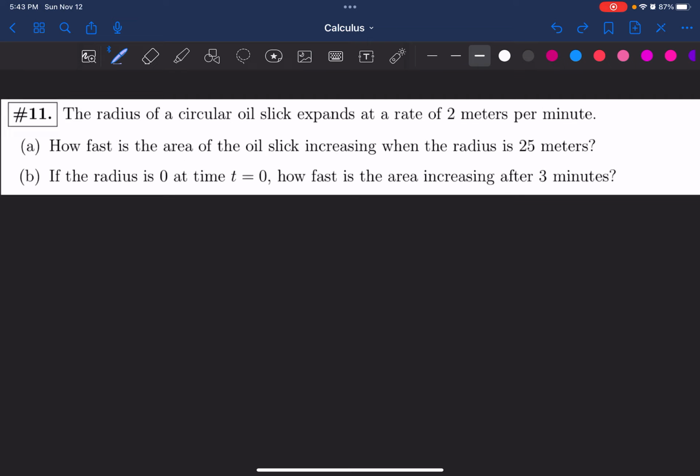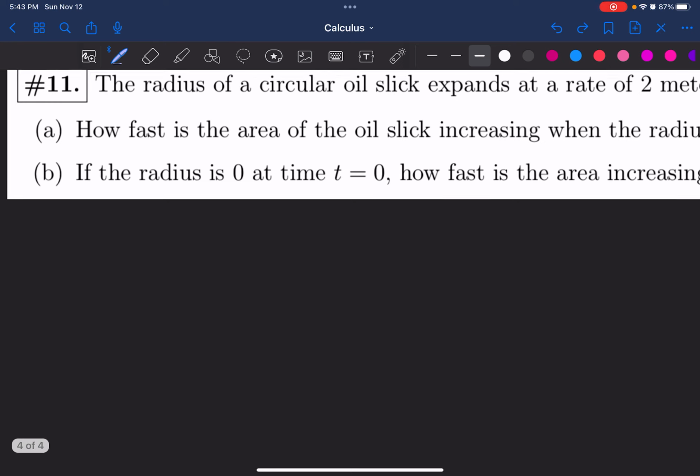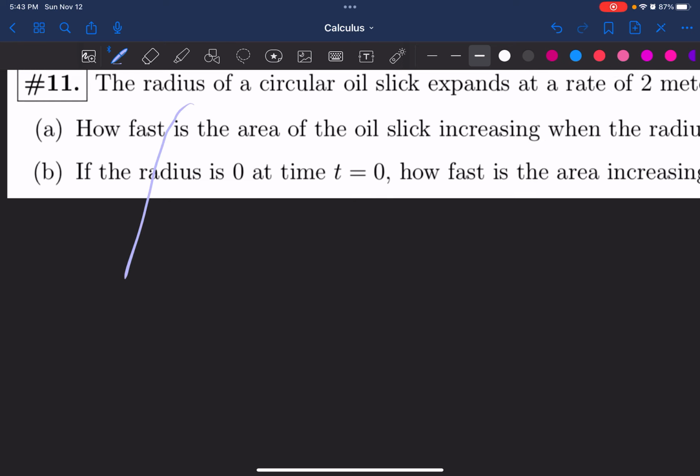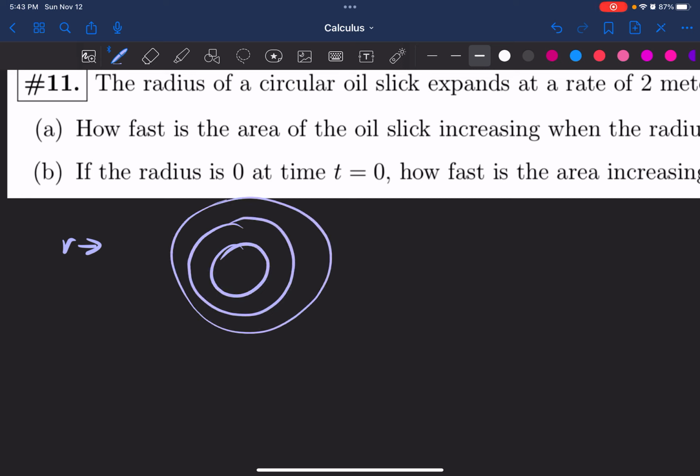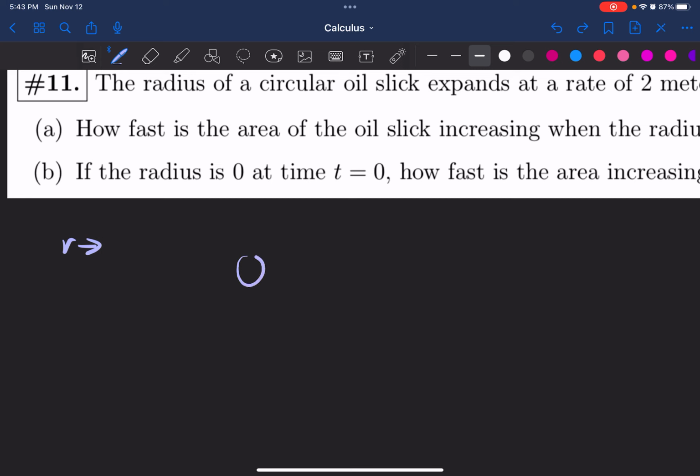per second. So basically, the radius here is expanding. I have a circle which is getting bigger and bigger, right? So if my radius was first this, from here to here, and then the radius is expanding again, and then it's expanding again here.